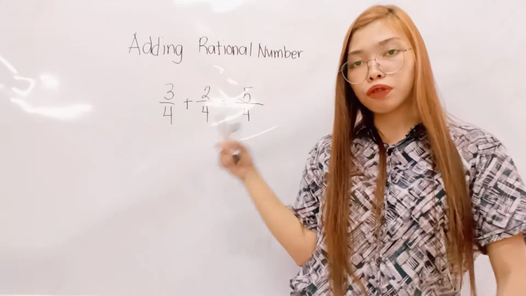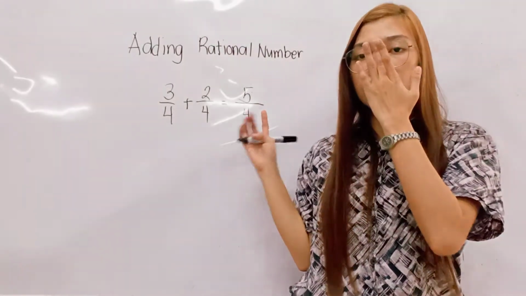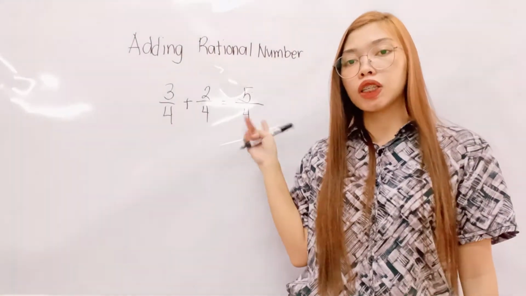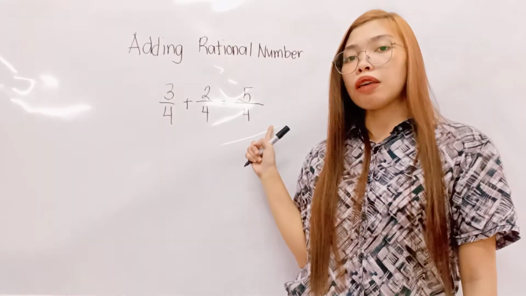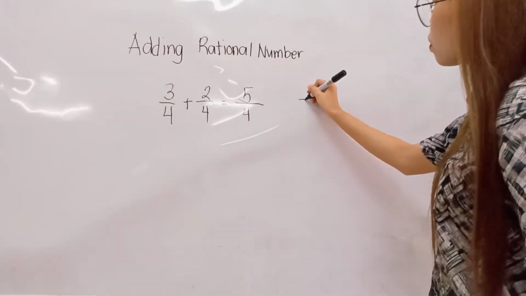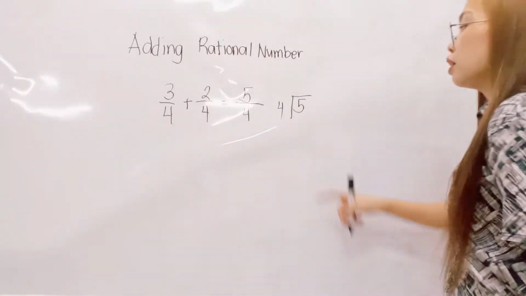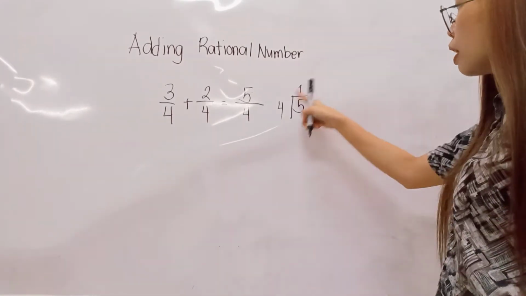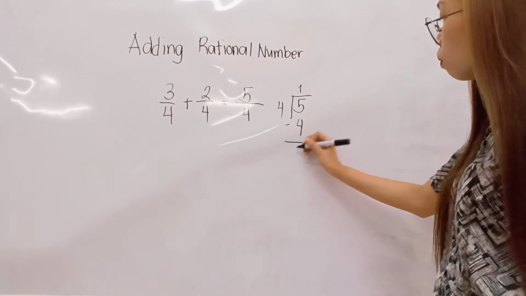5/4. If we are going to change it into a mixed number, because it is an improper fraction, we can change it into a mixed number. So what are we going to do to change this 5/4 into a mixed number? We are just going to divide 5 divided by 4. That is 1. Tama? 1 times 4, 4. So 5 minus 4, 1.